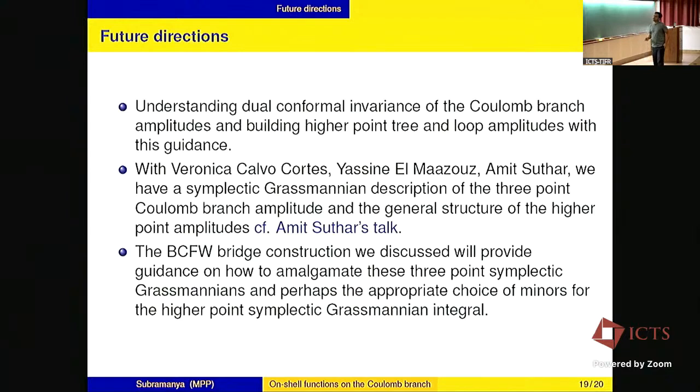And in particular, in the symplectic Grassmannian description, while we have a general argument for structure at endpoints for momentum and supermomentum conservation, it's not clear what are the natural minors that we should put at endpoints. And we think that this kind of gluing of the on-shell functions results that we already have will give us a concrete idea of how to amalgamate these 3-point symplectic Grassmannians and what should be the choice of minors. Yeah, thank you.